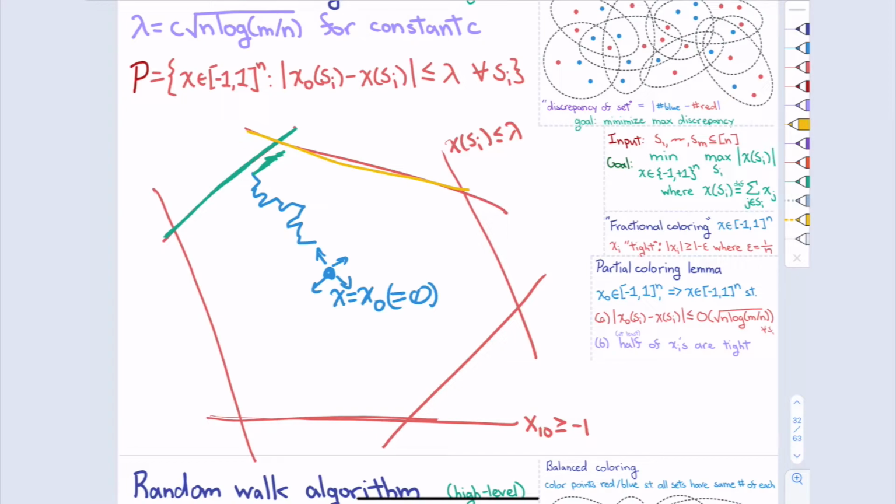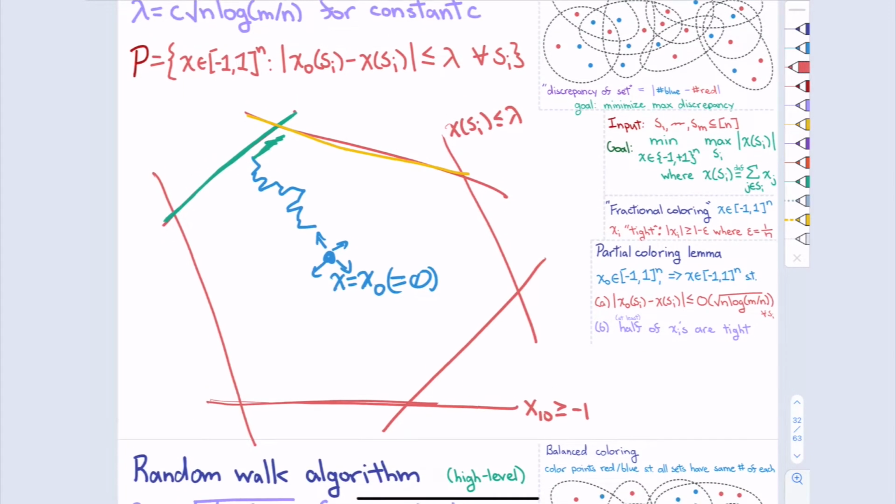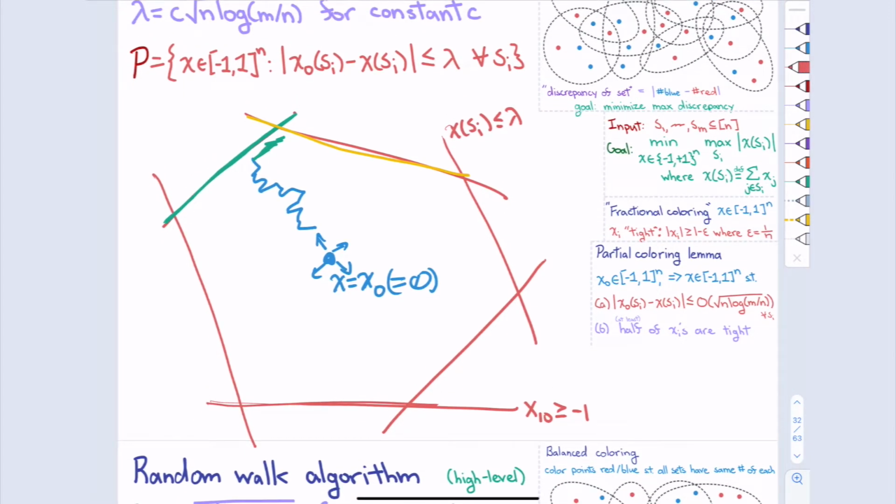If I'm running into something like xsi is less than or equal to lambda, then by orthogonal I mean that if I'm going from, say, xt to xt plus 1, I want to constrain my steps so that xt plus 1 of si is always equal to xt of si. Okay, so that's maybe better. I'm glad you poked at me.